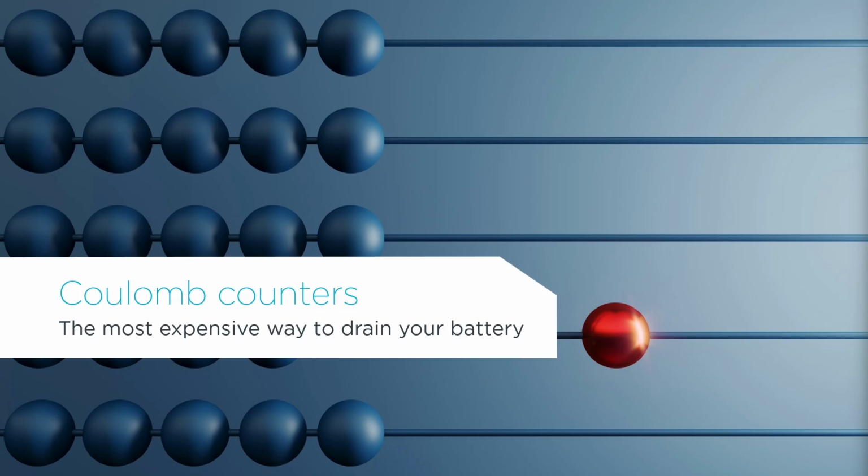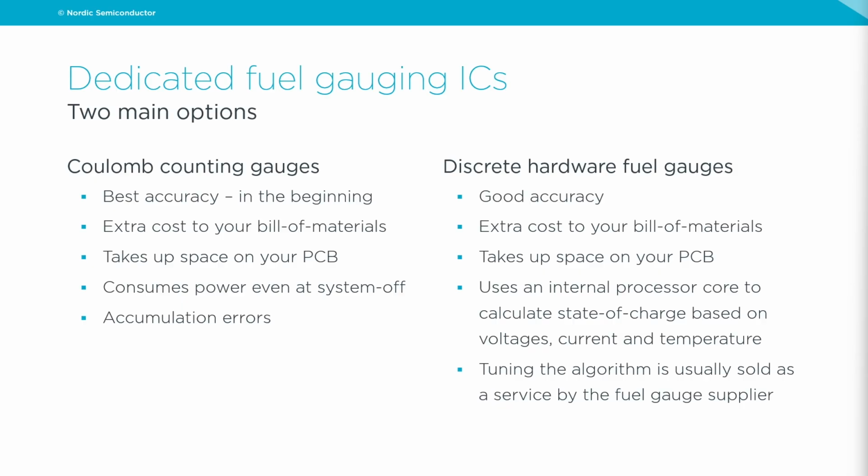Then we have the dedicated fuel gauging hardware. Here it's personified with a coulomb counter, which I have named the most expensive way to drain your battery, but there are also other options. Two main options are the coulomb counting gauges and the discrete hardware fuel gauges. Coulomb counting gauges have the best accuracy. They count every single charge leaving the battery. So in the beginning, this will give you a perfect state of charge. Discrete fuel gauges also have good accuracy.